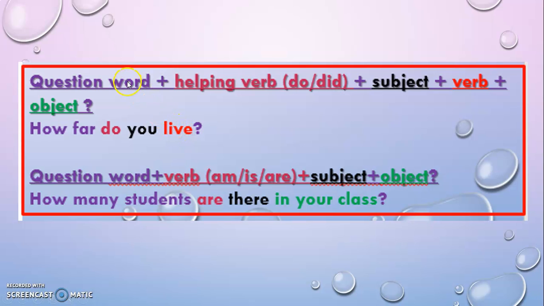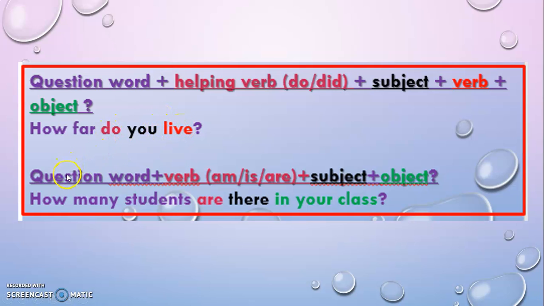So you mostly need 1, 2, 3, 4 things. The question word, how far, the helping verb do or did, the subject, you or we or they, and finally the verb.